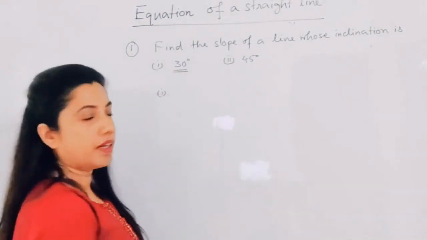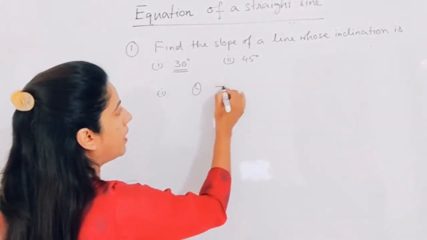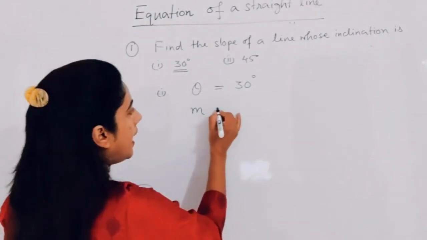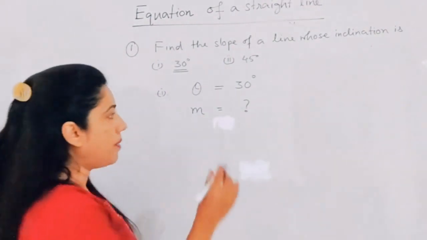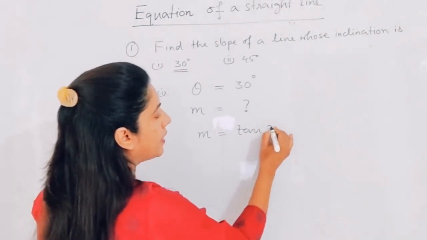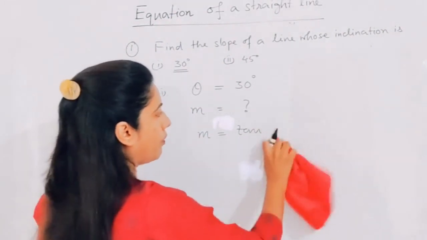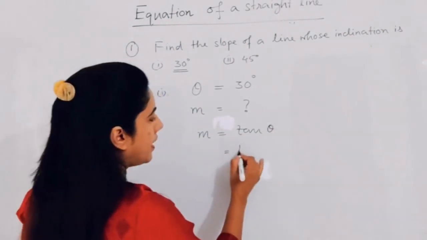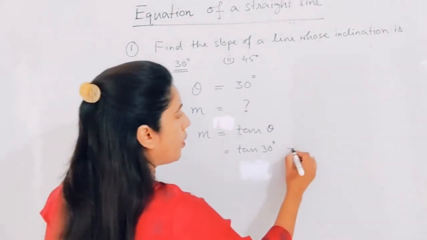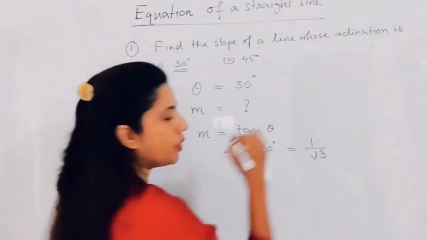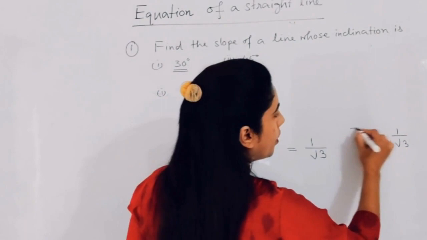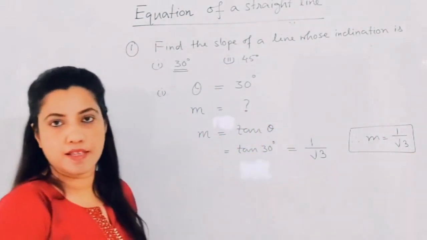Inclination is 30 degree. Inclination, as I mentioned, is denoted by theta. Theta is equal to 30 degree, and they are asking for the slope, that is m is equal to what? As I mentioned, the formula is slope is equal to tan theta. First you put the formula tan theta, and here theta is 30 degree, so put tan 30 degree. The value of tan 30 is 1 upon root 3. So the answer will be 1 upon root 3. Therefore, slope of this line m is equal to 1 upon root 3. This is the first answer.